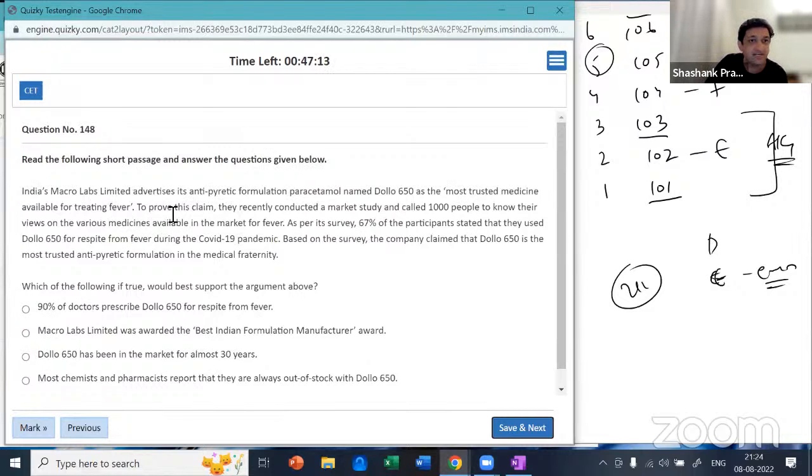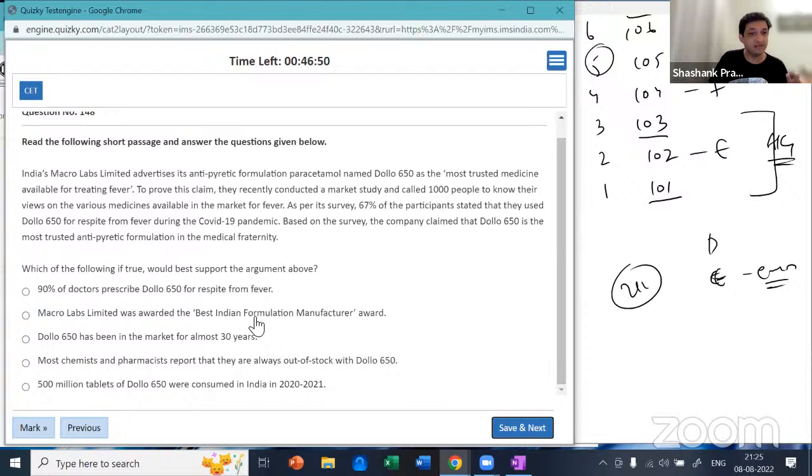India's Macro Labs Limited advertises anti-pyretic formulation paracetamol Dolo 650. Very good, most trusted medicine. Prove this claim. Market study, 1000 people. Views on various medicines. 67% stated that they use Dolo 650 for respite from fever during the COVID-19 pandemic. Dolo 650 is the most trusted anti-pyretic. So क्या करना है? Will support the argument. So they have to be most trusted.